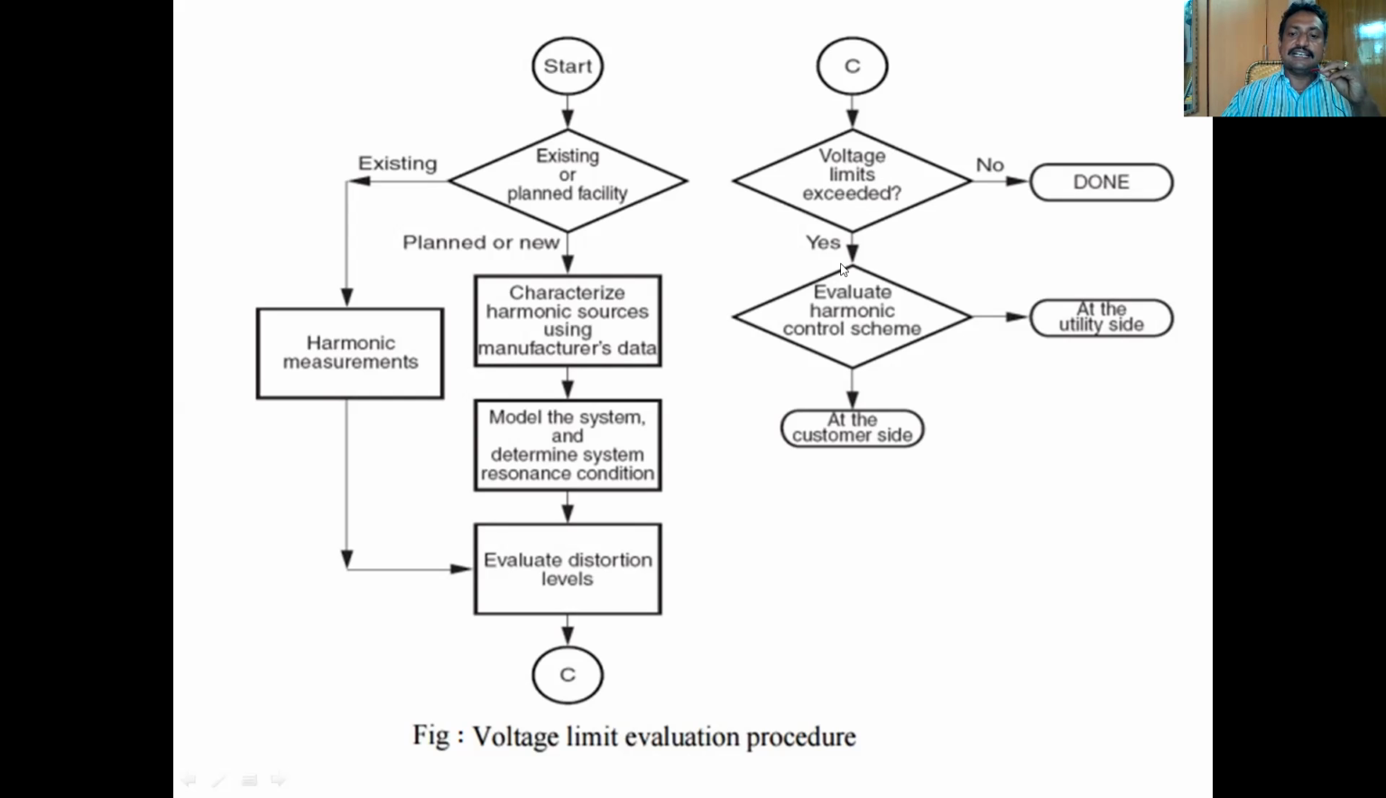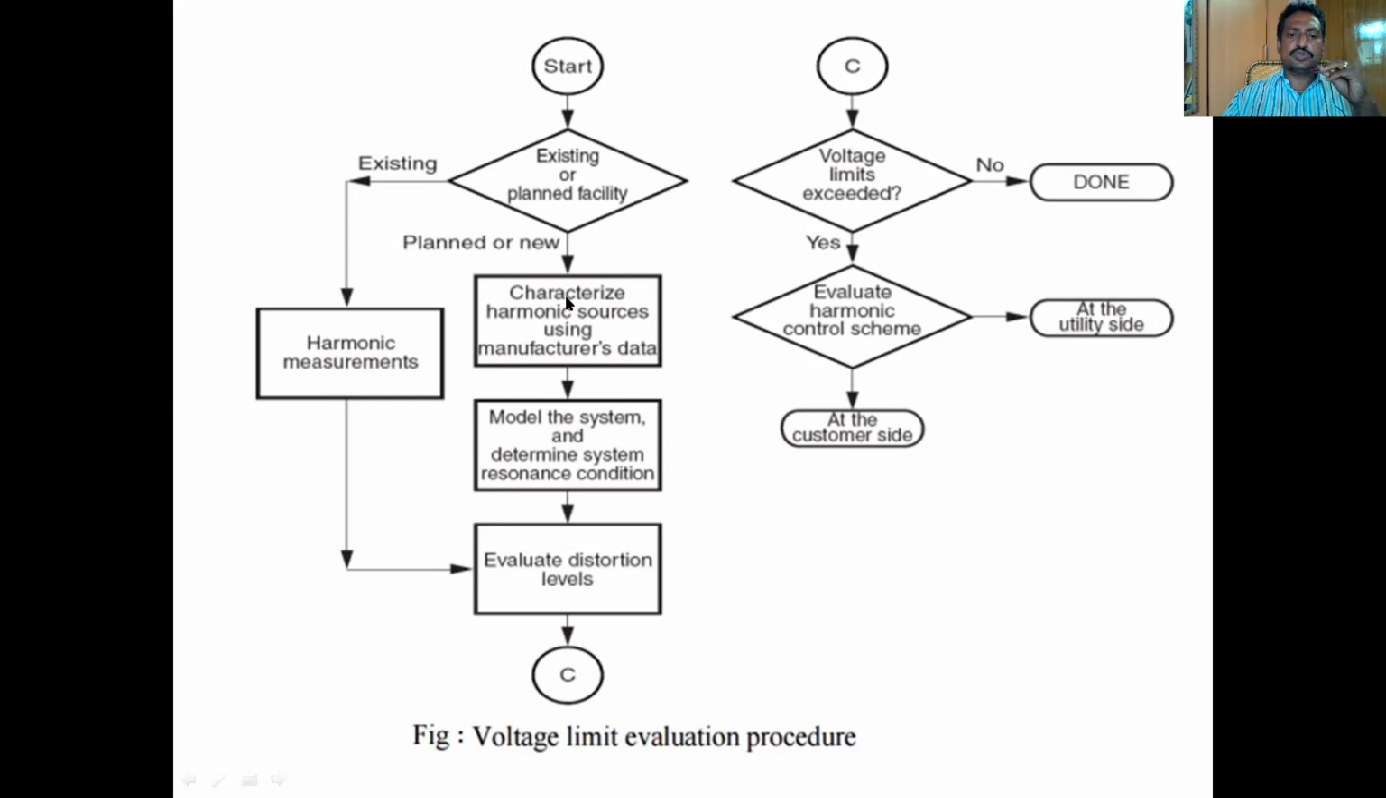If it is exceeded, you go to evaluate the harmonics. So why it is exceeded and what are the different harmonics are evaluated. And after evaluation, where these harmonics are produced, at the utility side or at the customer side. You identify: if it is at the utility side, you want to place that control mechanism at the utility side. Otherwise, at the customer side, you want to place the mechanism at the customer side for existing, or you want to plan the facility.